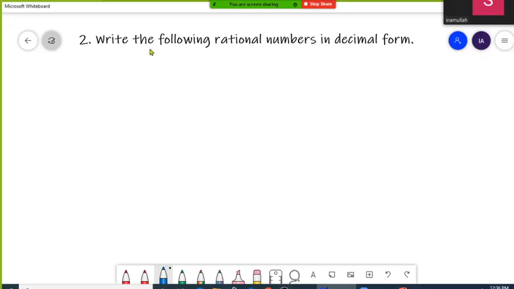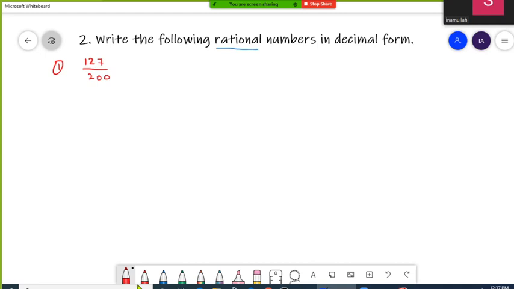So the second question is: write the following rational numbers in decimal form. Since the numbers are rational, they must have terminating decimals or non-terminating recurring decimals. So my first fraction is 127 upon 200. This is the first fraction, 127 upon 200.